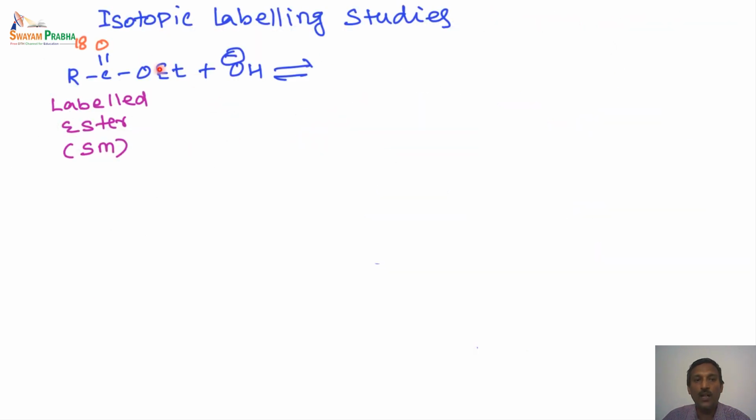So the next one is isotopic labeling studies. In this particular case, we are starting with an ester which is O18 labeled. So this is the starting material we are using. This undergoes hydrolysis using base. So this leads to an intermediate A. We already know how this intermediate is formed.